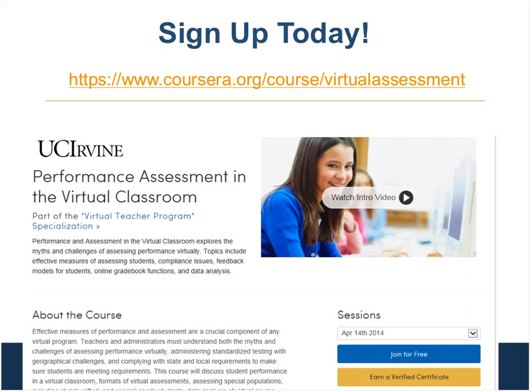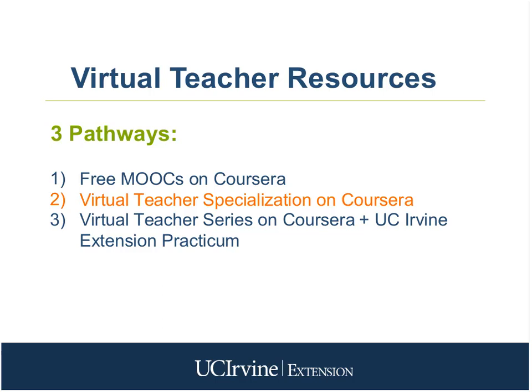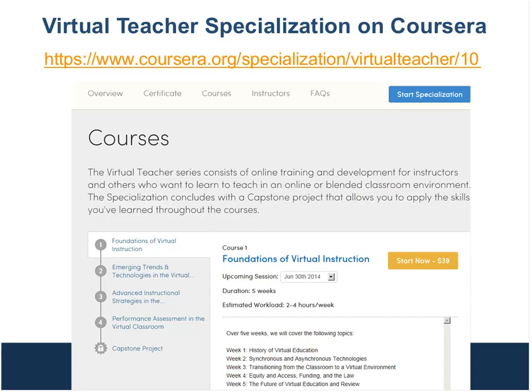Going back to the pathways, the second pathway is the virtual teacher specialization on Coursera. So earlier this year, Coursera launched its specialization initiative, and we're very excited to have our virtual teacher MOOCs as part of this new offering. The virtual teacher specialization includes the series of the four previously mentioned virtual teacher MOOCs with a concluding capstone project. If you're interested in earning this specialization certificate, you must enroll in each MOOC via Signature Track, which verifies your identity at $39 per course, plus the capstone project at the end of the series, which is $49.